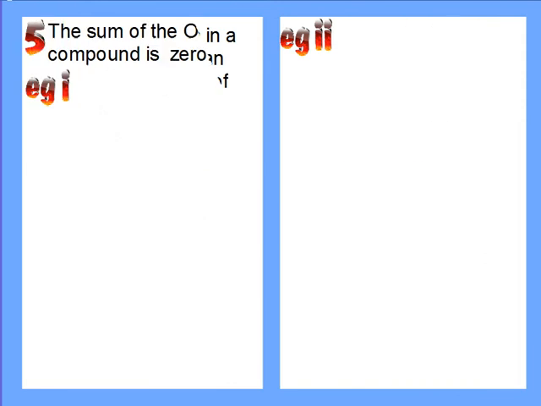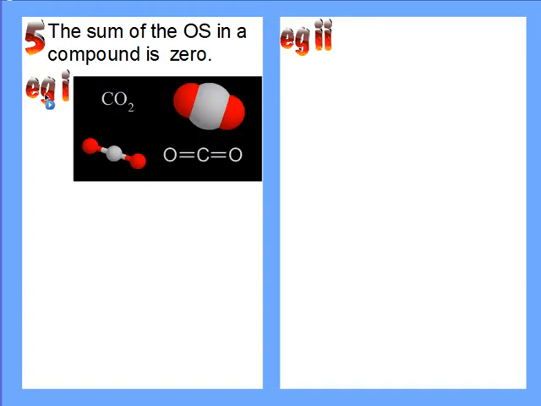Right, okay, moving on. Number 5, the sum of the oxidation states in a compound is 0. If the compound is electrically neutral, all of the oxidation states have to add up to 0. So we looked at carbon dioxide before, and each oxygen atom has an oxidation state of -2. There's 2 of them there. So in this situation, carbon must have an oxidation state of +4.